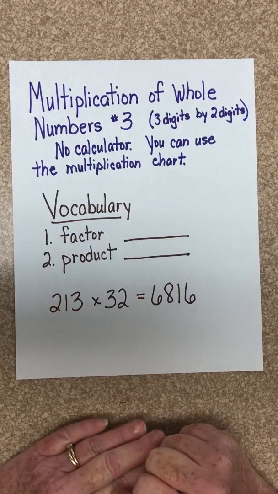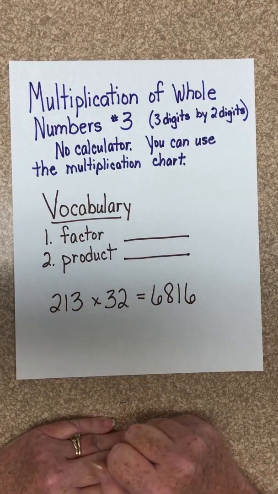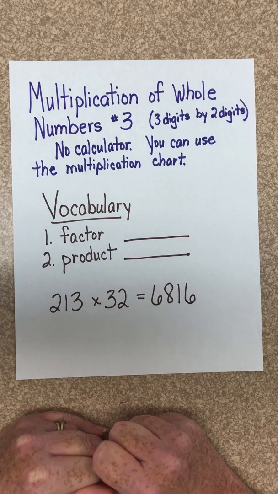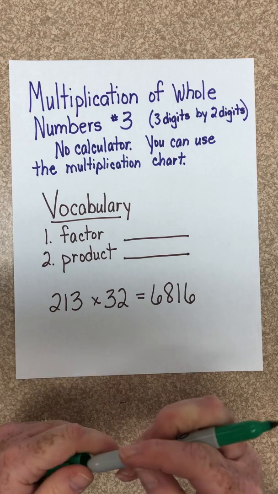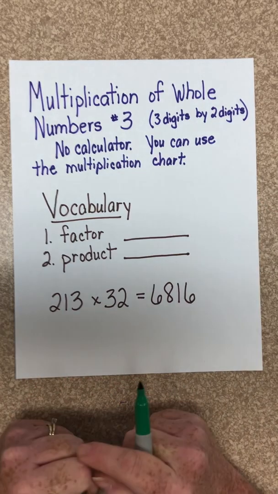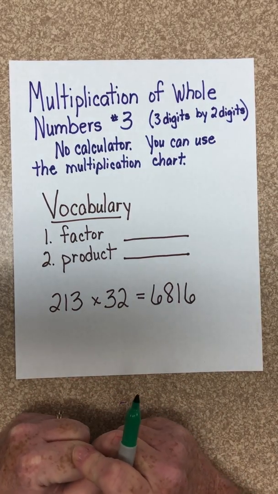We're going to look at multiplication of whole numbers. This is worksheet number 3, 3 digits by 2 digits. Please do not use a calculator. You can use your multiplication chart if you need to.